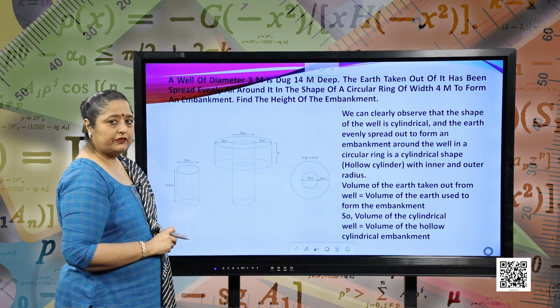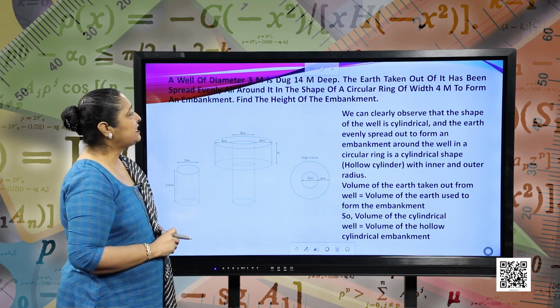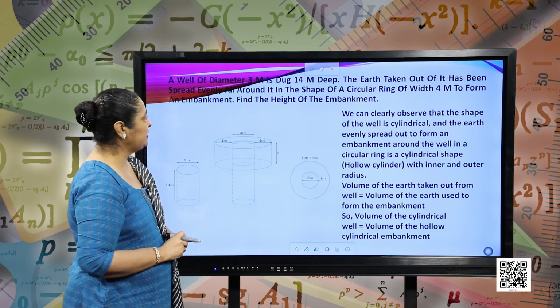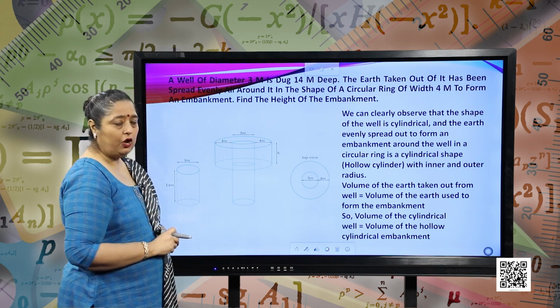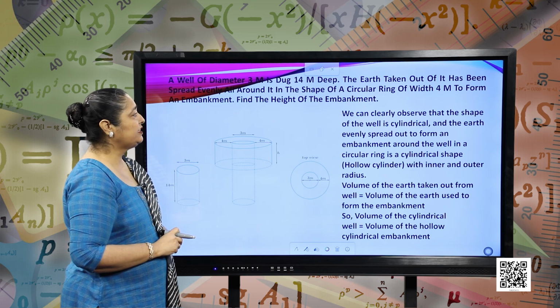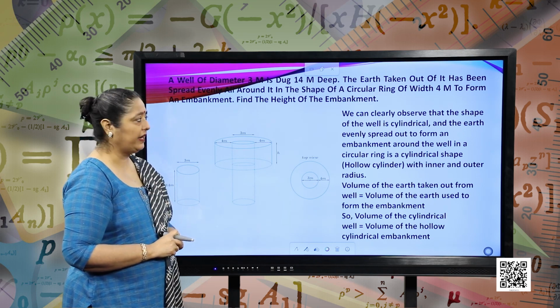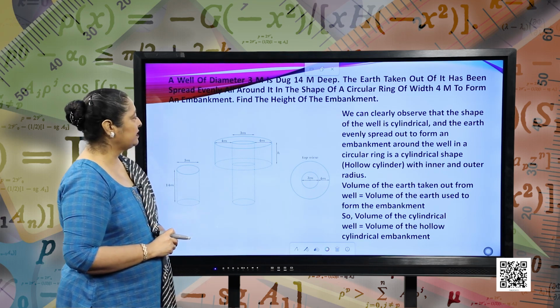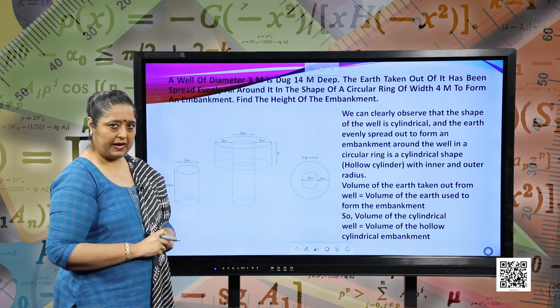A well of diameter 3 meter is dug 14 meter deep. The earth taken out of it has been spread evenly all around it in the shape of a circular ring of width 4 meter to form an embankment. Find the height of the embankment.